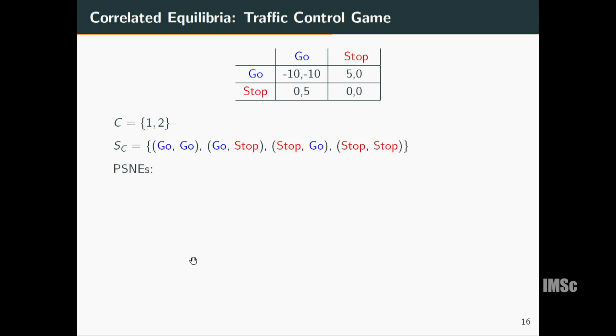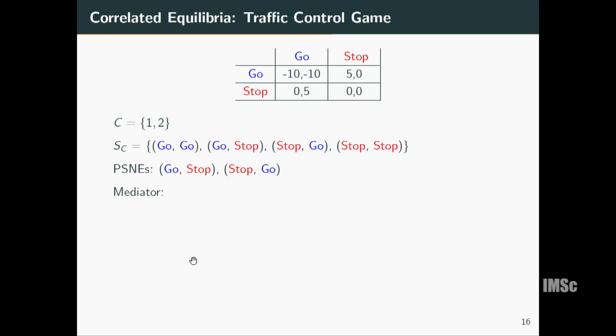Let's try to see PSNE. Suppose go comma go. I want to find whether go comma go is a PSNE or not. Second player can deviate to stop. Perfect. So, go comma go is not a PSNE. Let's see go comma stop. It is a PSNE. Stop comma go is also a PSNE. Stop comma stop is not a PSNE. So, there are 2 PSNEs, and what happens in the traffic game?